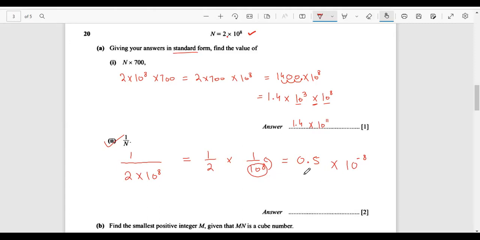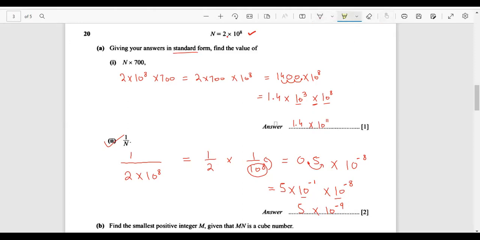But we are not done. We need to give the final answer in standard form, okay? In order to give the final answer in standard form, I need to move this decimal 1 unit to the right. So this decimal would be moved 1 unit to the right over here, and it would become 5 multiplied by 10 power minus 1, multiplied by 10 power minus 8, okay? So 5 would come as it is. We are multiplying two numbers, bases are same. So it would be 10 power minus 9. This is going to be the final answer.